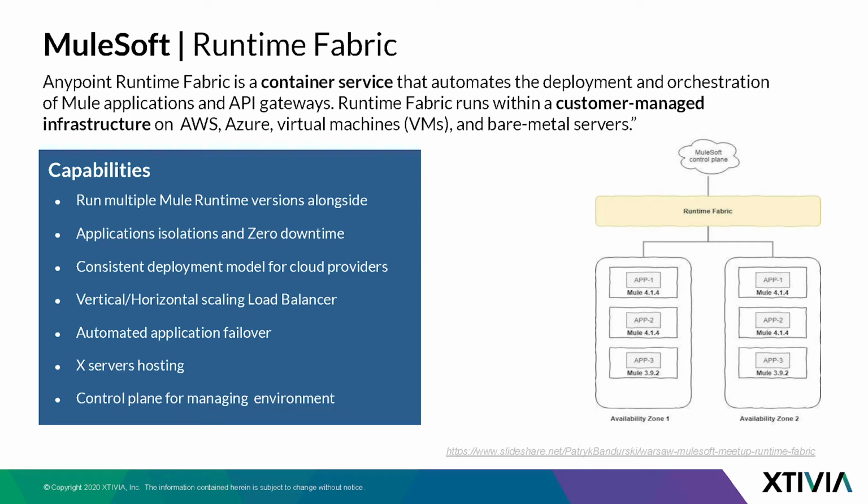You can deploy multiple versions alongside each other in Runtime Fabric, and it provides a 99.99 SLA. It provides zero downtime, and you can scale the application horizontally and vertically by increasing the number of cores, as well as adding as many nodes as you want. Also, we have an automated failover option that we are going to see in the installation step.